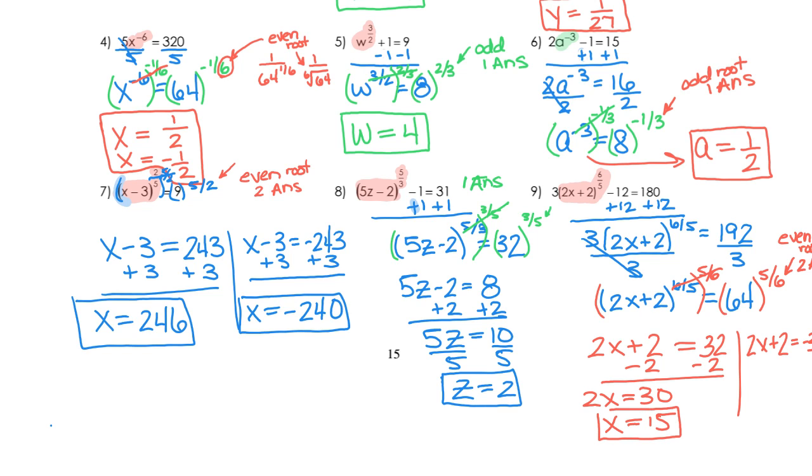All right, but there's another answer on the other side because of that even number in the reciprocal power, making it an even root, giving us 2 answers. So when we subtract 2 on this side, we're going to get 2x equal to negative 34, and divide by 2, and x comes out to equal negative 17. And there's our second answer.